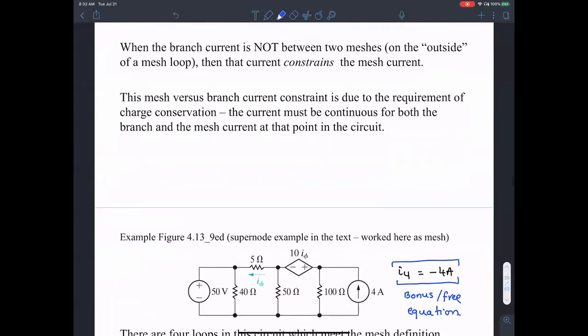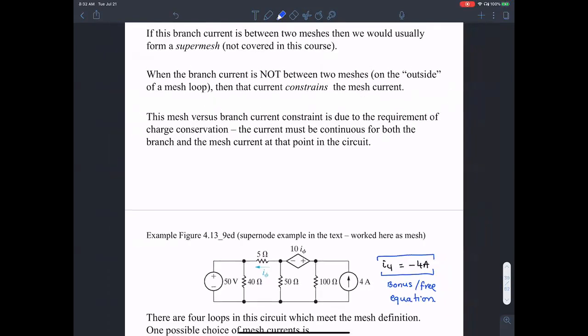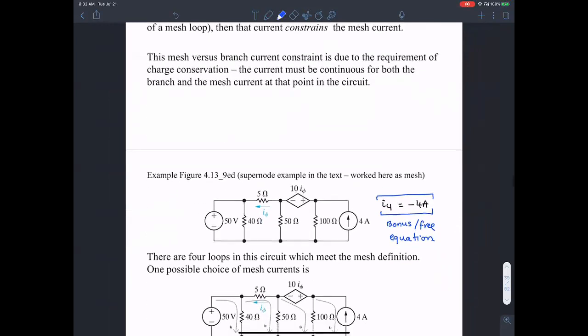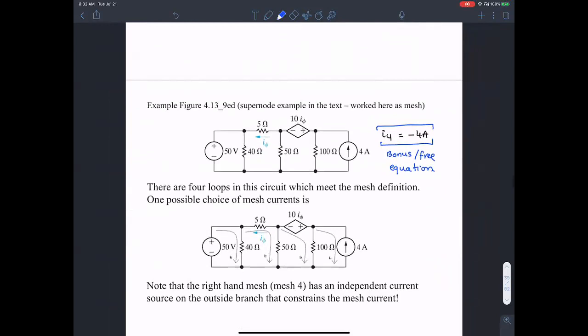Okay, this mesh versus branch current constraint is due to the requirement of charge conservation. The current must be continuous for both the branch and the mesh current at that point in the circuit. Okay, so let's try to see if we can solve this guy. Let's try to see if we can set up equations for this guy.